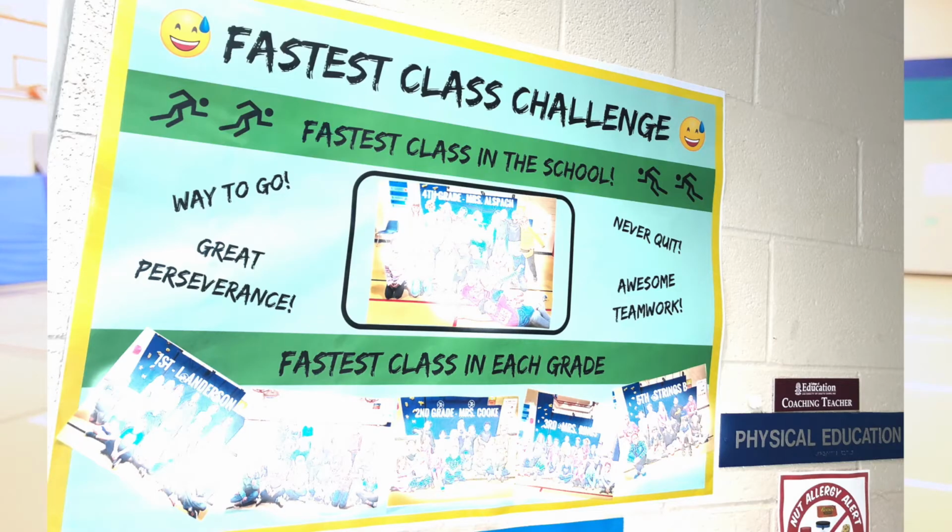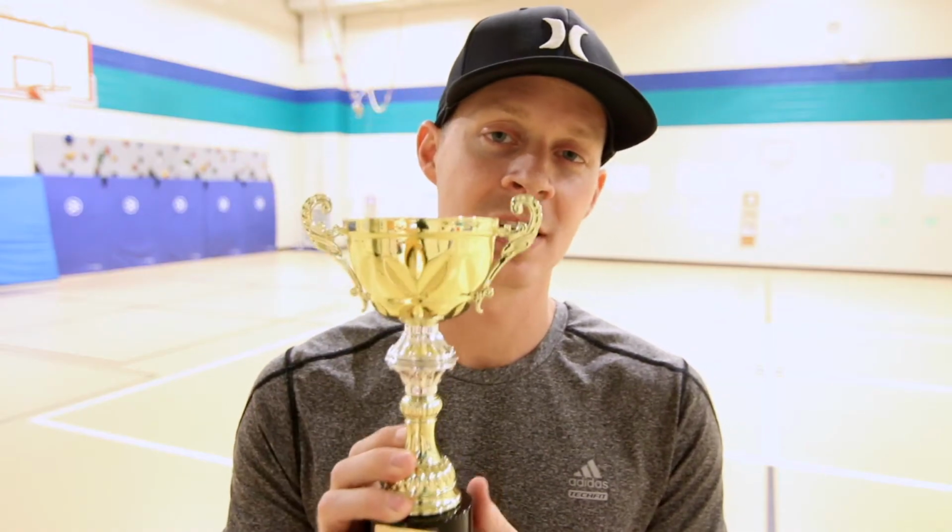And the fastest class in the school takes a picture with the trophy, and then every fastest class in each grade level also gets their picture up on the wall. So the fastest class in the school is like a big photo, and then I have smaller photos down below. I do this with first through fifth grade, so that means one big photo, 4 small photos down below.